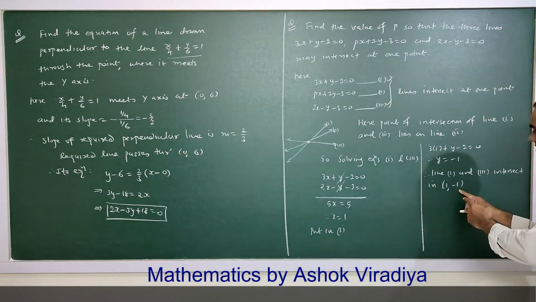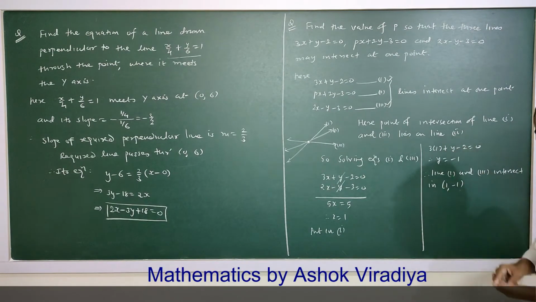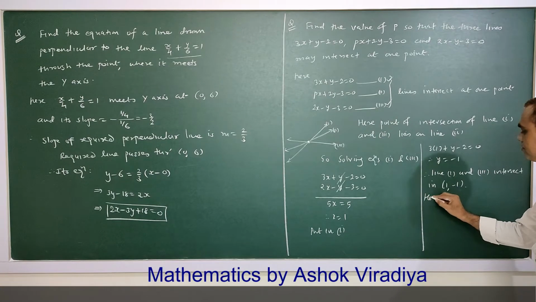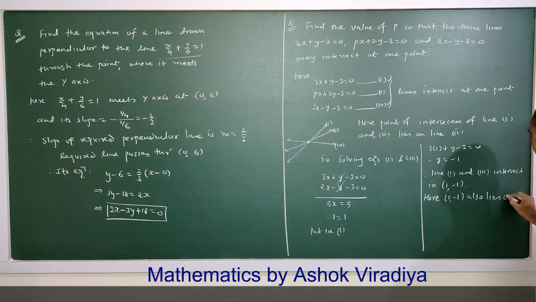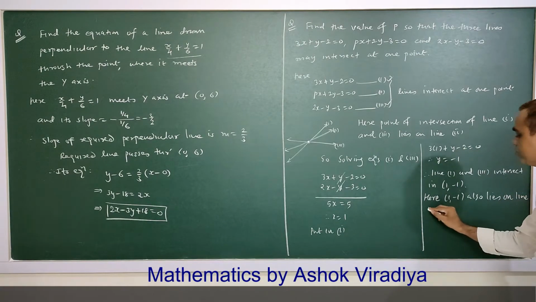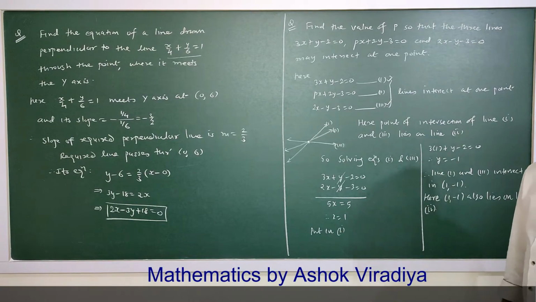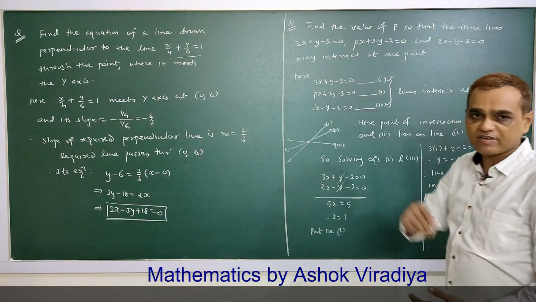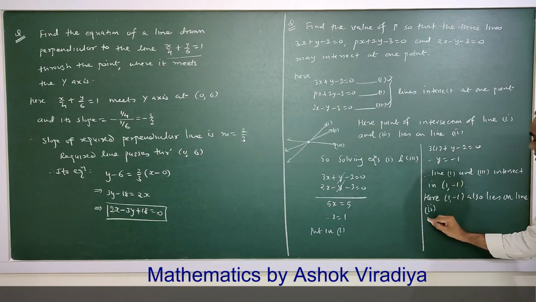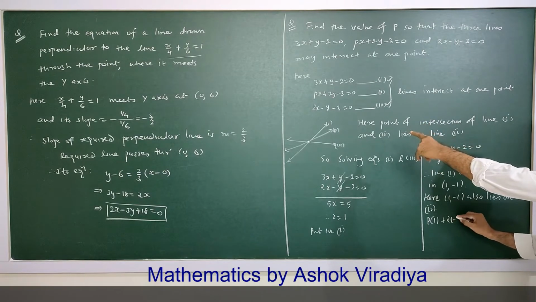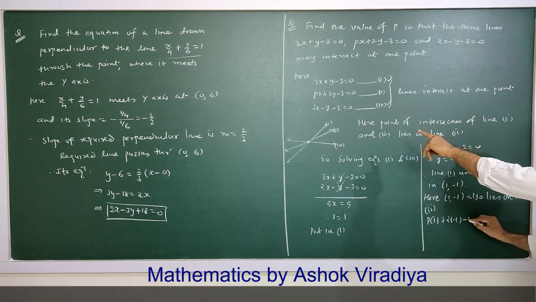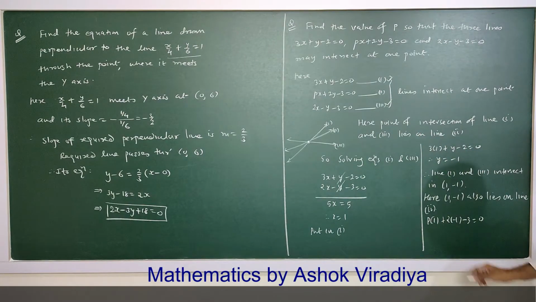And this point lies on line 2. Here (1, minus 1) also lies on line 2. So the equation of the second line will be satisfied. So putting values, x equal to 1, p into 1, 2 into minus 1, minus 3 equal to 0. So therefore P is equal to 5. So it is the required value.